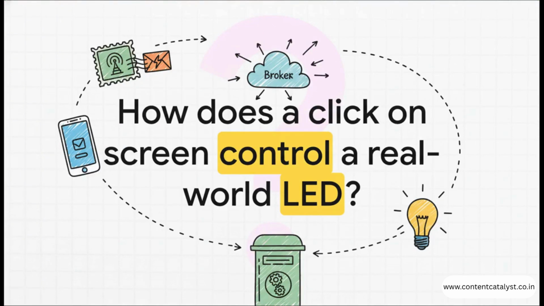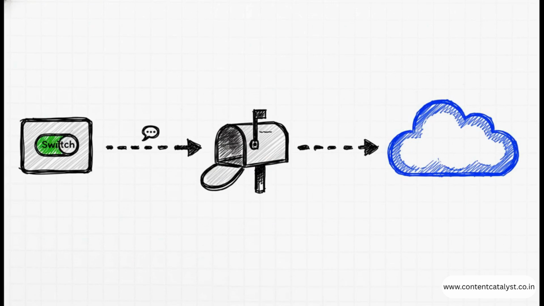And the secret sauce here is a protocol called MQTT. Now, that's a mouthful, but all you need to know is that it's a super lightweight and efficient messaging system that's pretty much perfect for IoT. The best way to think of it is like a post office for data, using a simple publish and subscribe system.